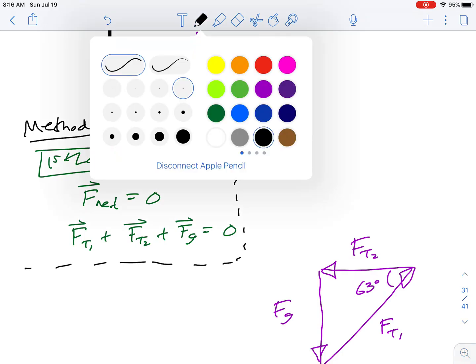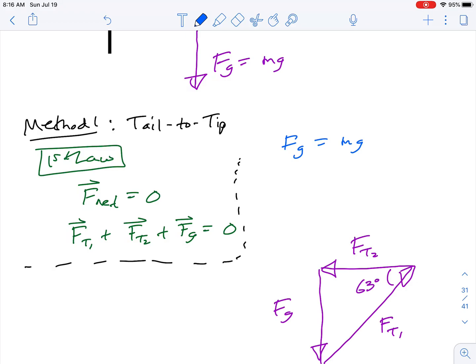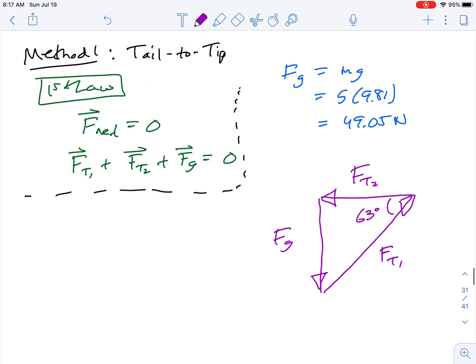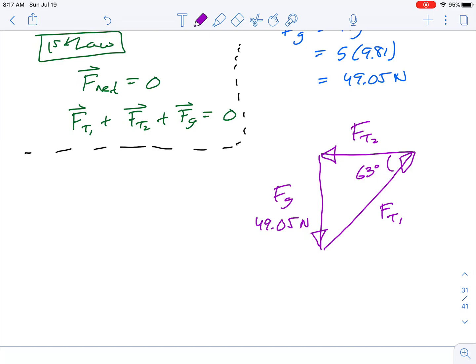All right, so a little bit of a side calculation here. We know that Fg will be equal to mg, and this is a 5 kilogram mass. So 5 times 9.81, which I believe is 49.05 newtons. I'll just double check that. Yeah, that's good. Then I'm going to put that onto the diagram. So there's 49.05 newtons. Okay, so now we can just do some trigonometry to solve for the rest of this question.